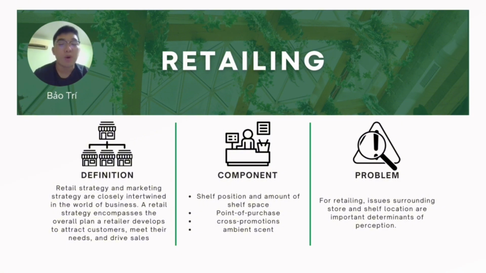So for the components of retailing: first, shelf position and the amount of shelf space, the point of purchase, the cross promotions, the ambience and scent. For retailing, issues surrounding store and shelf location are important determinants of perception. For example, in Vietnam, supermarkets always choose the store location first.